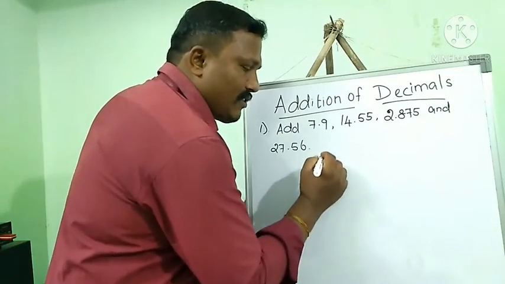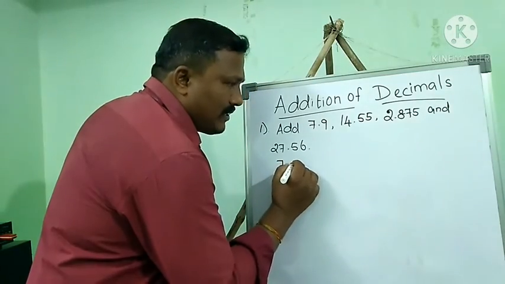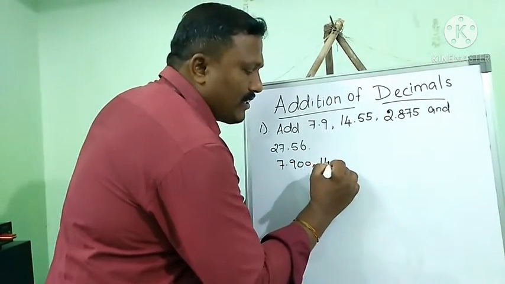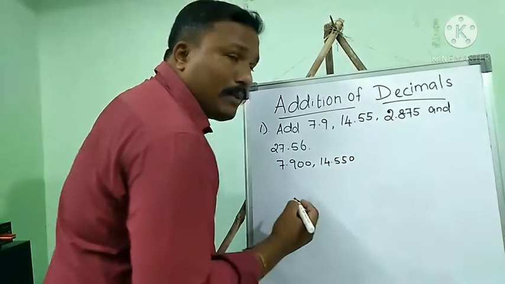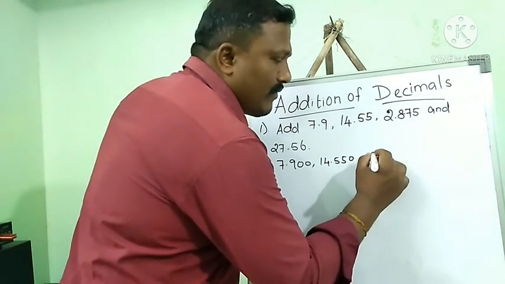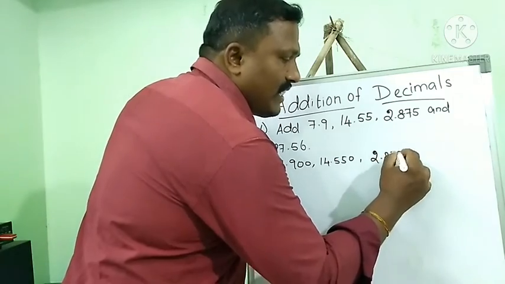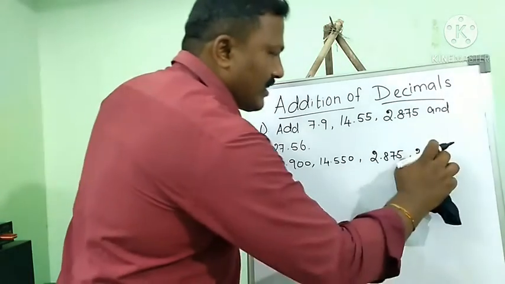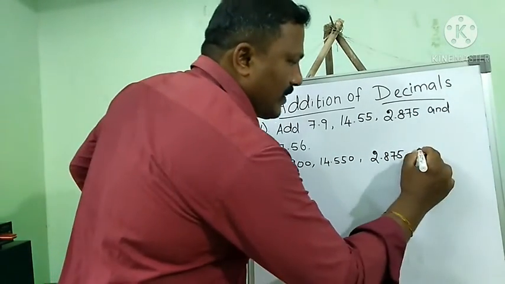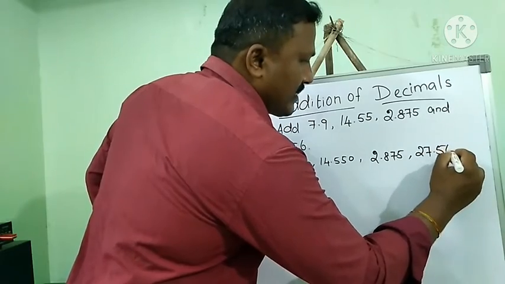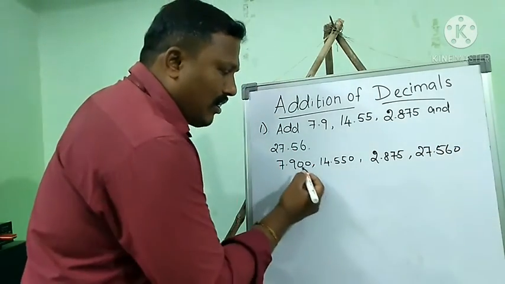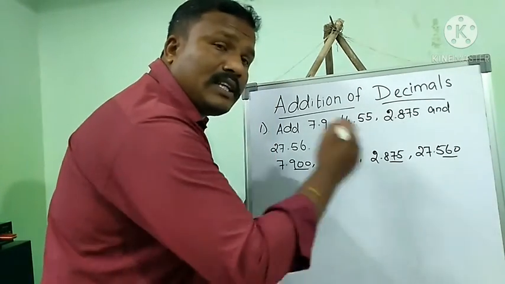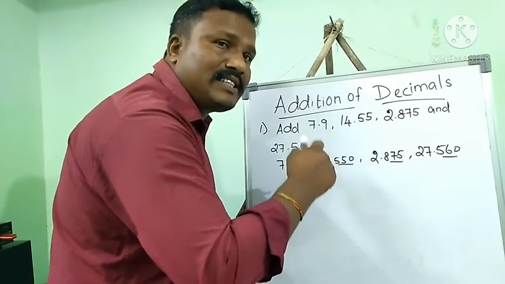So as per that, 7.9 converts to 7.900. Then 14.55 is converted as 14.550. Then 2.875 stays as it is. Then 27.56 converts to 27.560. So now if you look at it, all have 3 decimal places: 3, here 3, here 3, here 3. So now the given numbers are converted to like decimals.